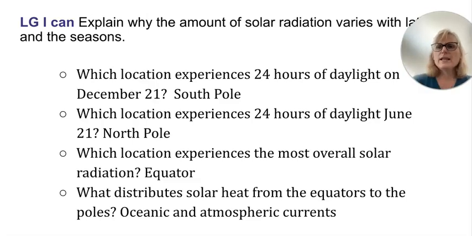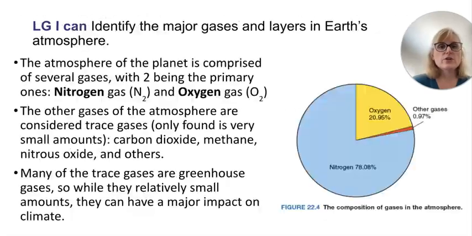All right, so again, take a look at these questions. Start to think about and wrap this through your head. The North Pole receives 24 hours of daylight June 21st. The equator receives the most solar radiation. And then we talked about this earlier. The heat is distributed from the equator to the poles by oceanic and atmospheric currents.